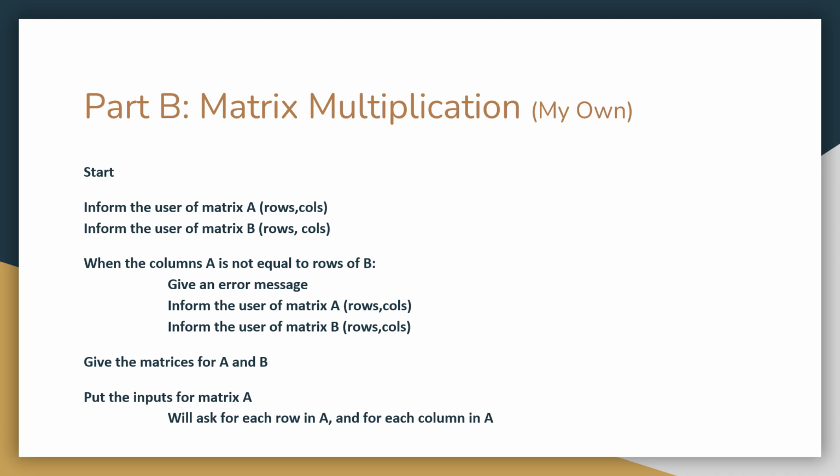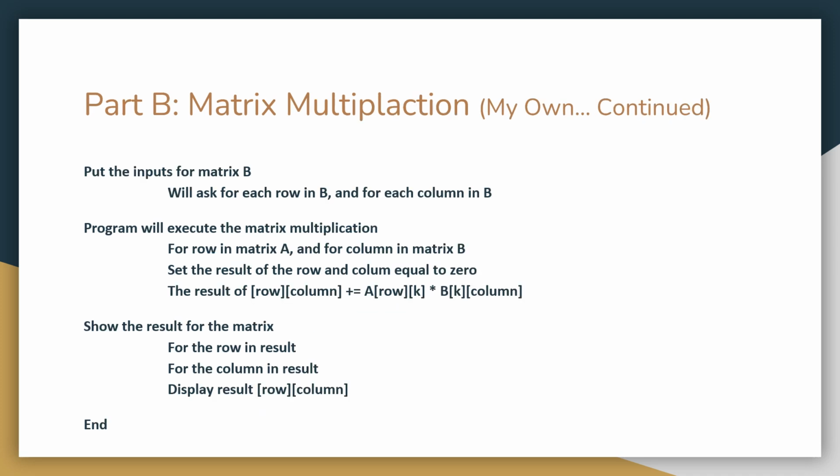And if they meet that condition, they're going to give the matrices for A and B. They're going to put the inputs for matrix A, and it will ask for each row in A and each column for A. Then continuing on, it'll be the same thing for matrix B. It's going to ask you to put the rows and the columns and basically your inputs for matrix B.